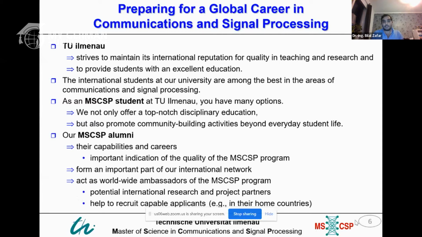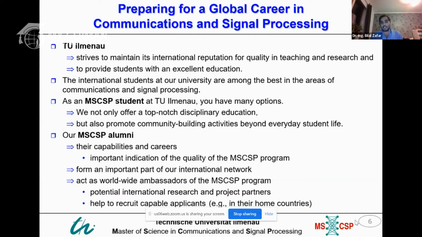So we're not just a very top level university. We also promote a lot of community building between the students, and there's a lot of very nice activities going on at the university. Our alumni is very well known, very well thought of. So it's a very good indication of the quality of the program.